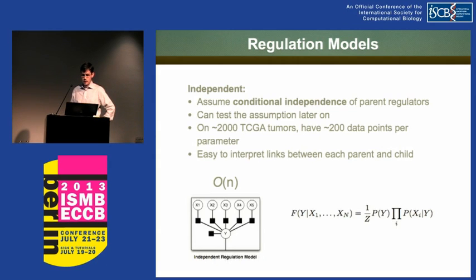And so on the almost 2,000 TCGA tumors that we ran this on, that ended up giving us, on average, 200 data points per parameter. And because we have parameters for every link between parent and child, it's really easy to interpret this. And we can calculate our probability of the child given the parents by simply multiplying together all of our separate parent-child links.